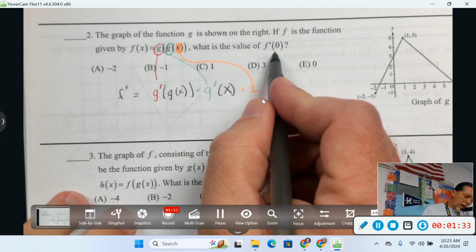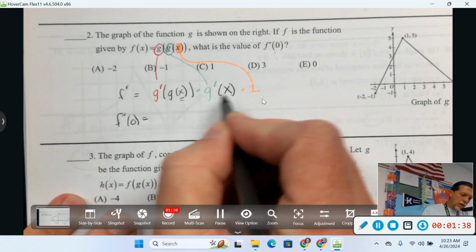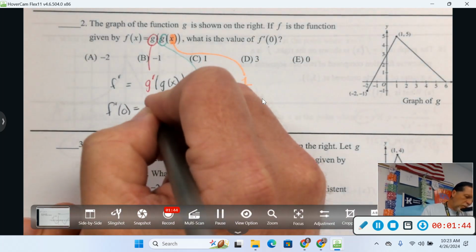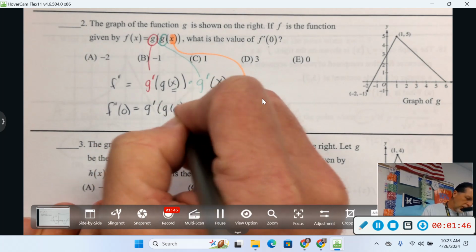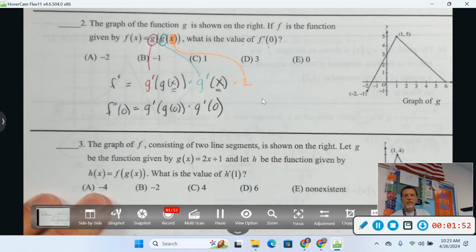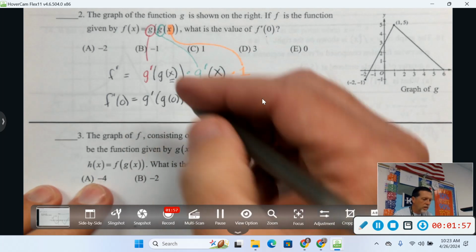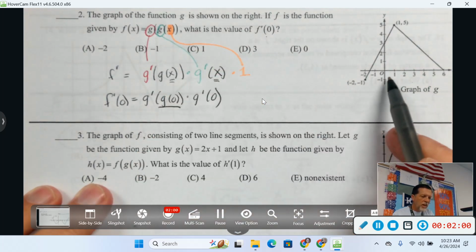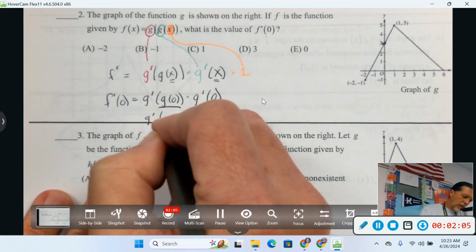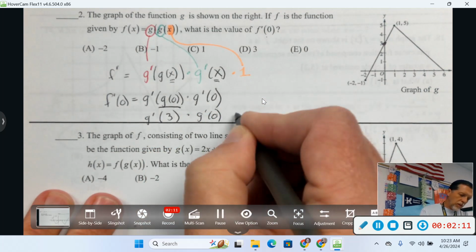Okay, so f prime of 0 means 0 is my input to the other side. So g prime at g of 0 times g prime of 0. Okay, so g of 0. I go to my picture. g of 0 is 3. So I need g prime of 3, and I need g prime of 0.